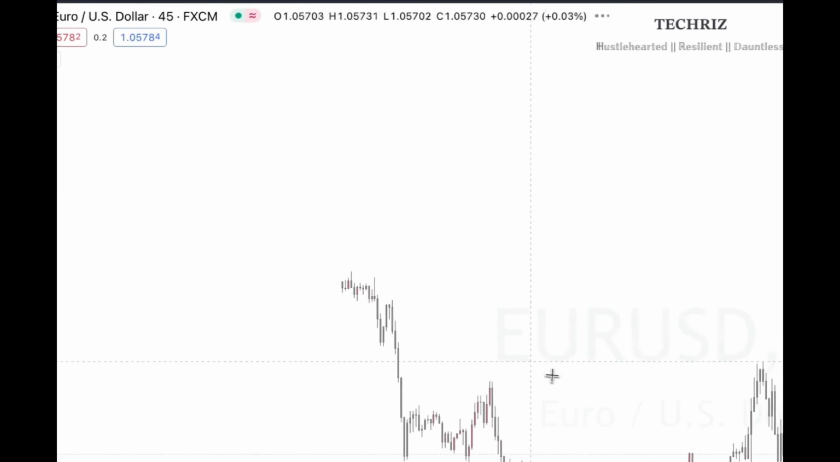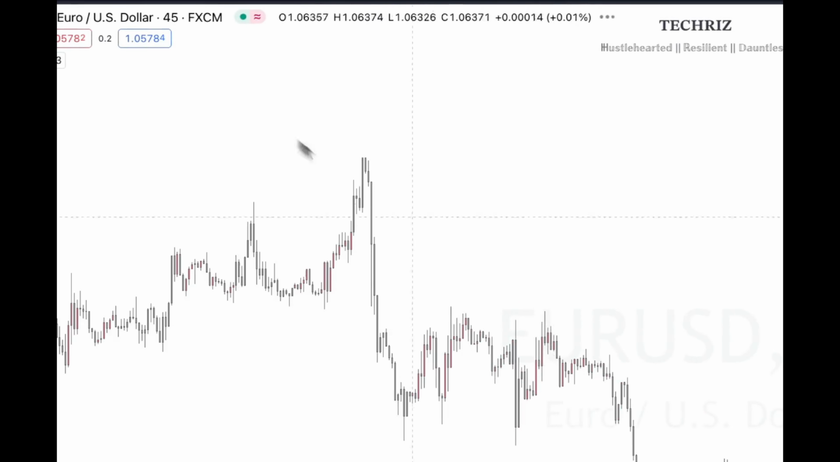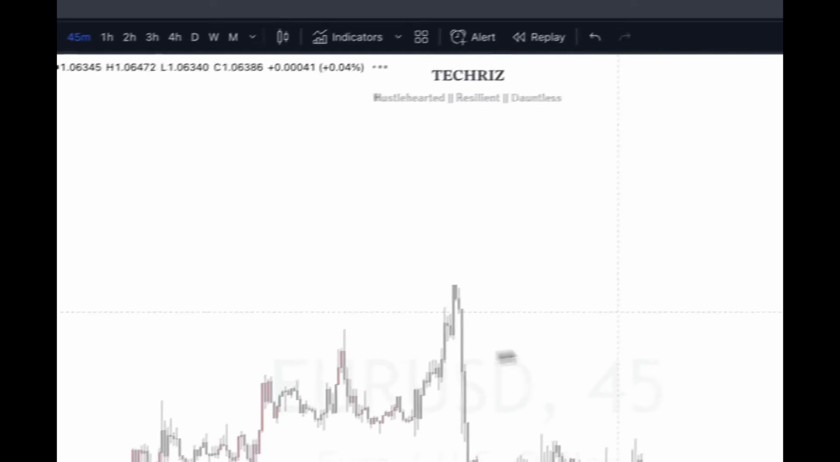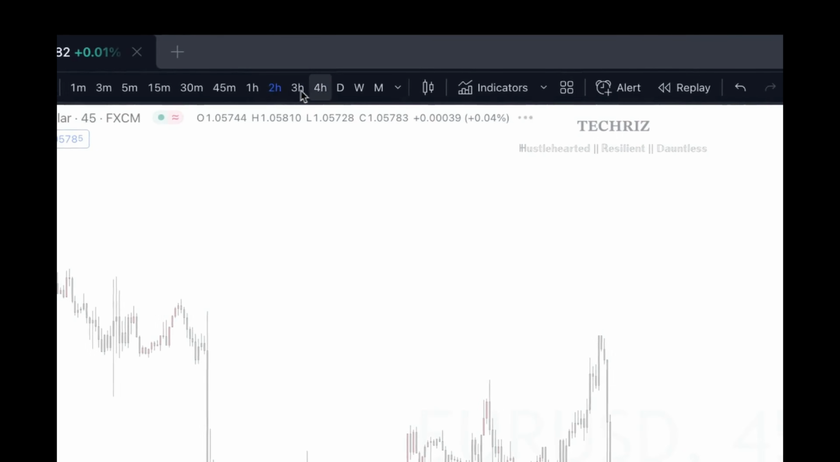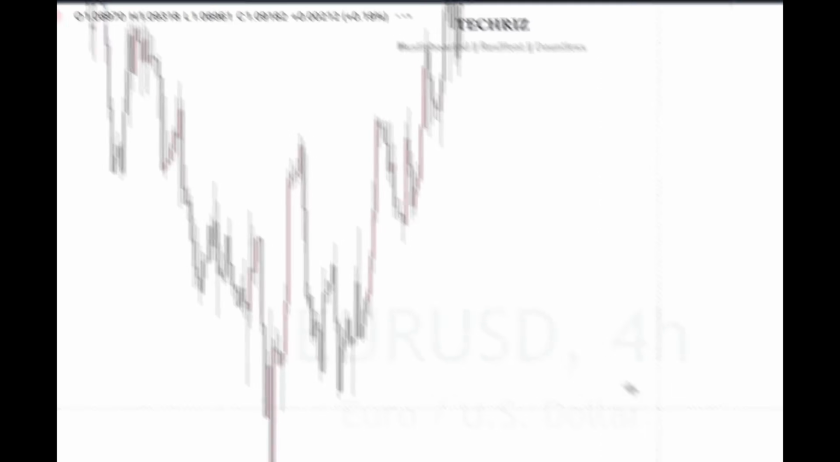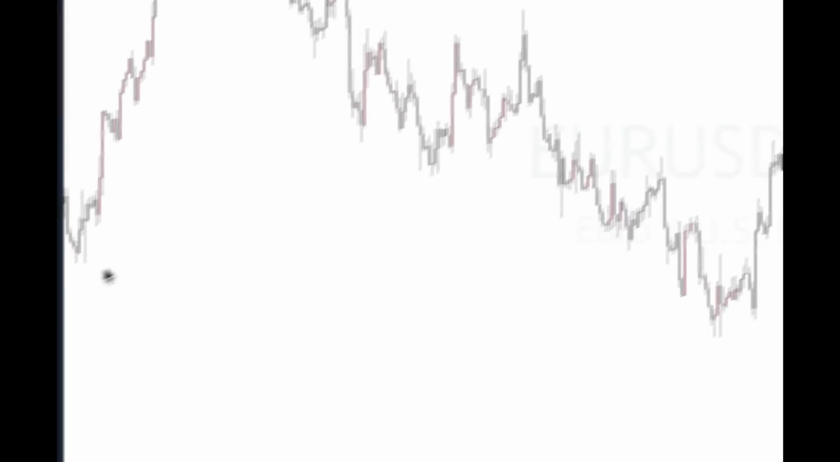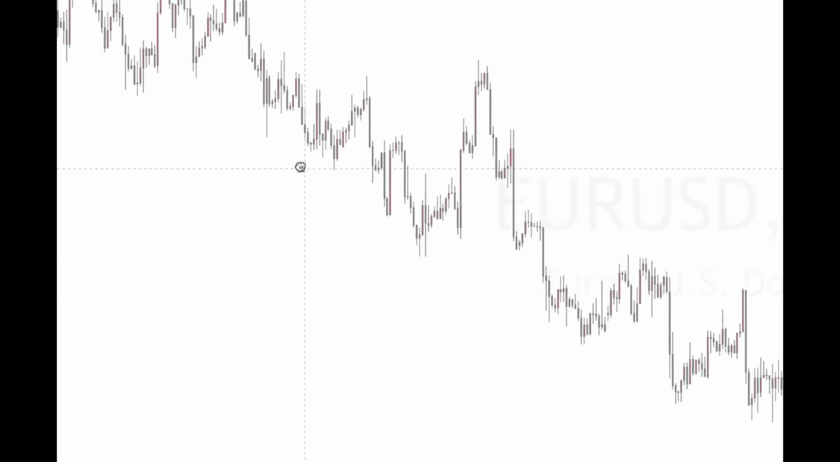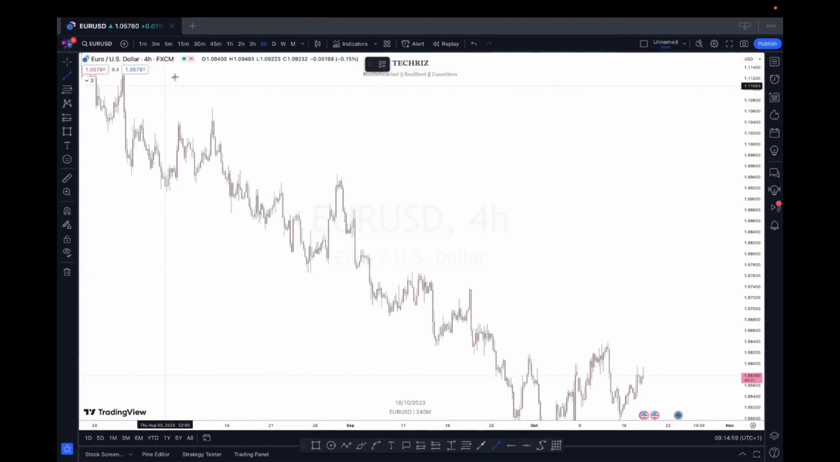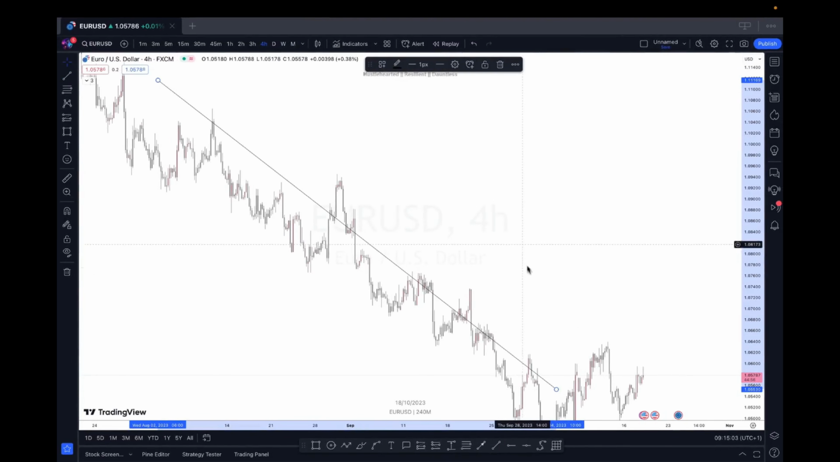So this is Euro USD. I'm going to be showing you a few things here. So the market was previously in a very crazy downtrend from the higher time frame. You can see this downtrend, right? Market was in a very crazy downtrend, right?